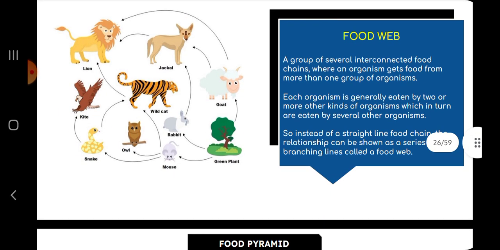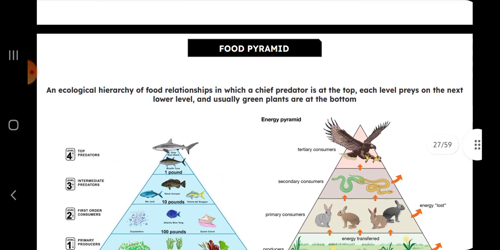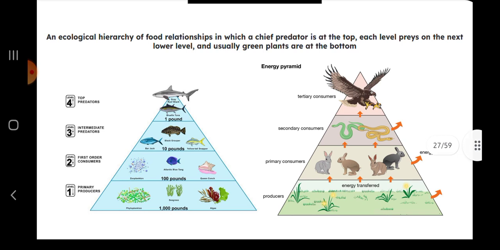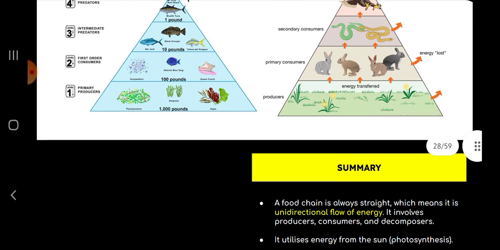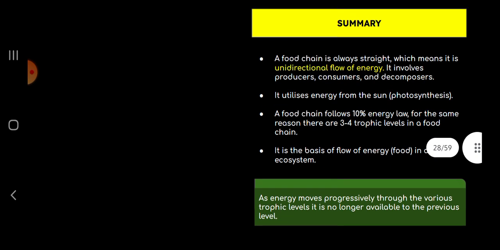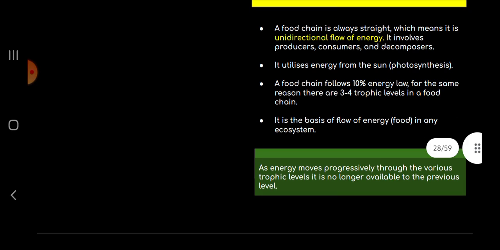Then food web: a group of several interconnected food chains where an organism gets food from more than one group of organisms is called a food web. Instead of a straight-line food chain, the relation can be shown as a series of branching lines called a food web. Food pyramid: an ecological hierarchy of food relationships in which a chief predator is at the top. Each level preys on the next lower level, and usually green plants are at the bottom. Now summary: a food chain is always straight, which means it is a unidirectional flow of energy.